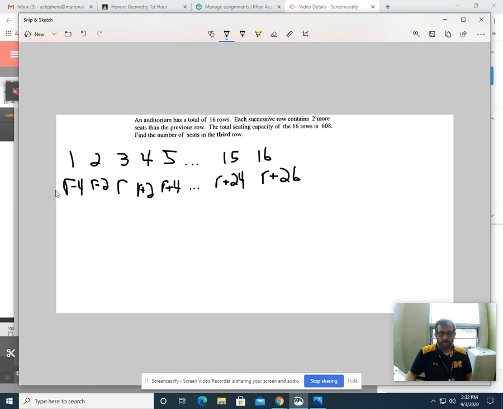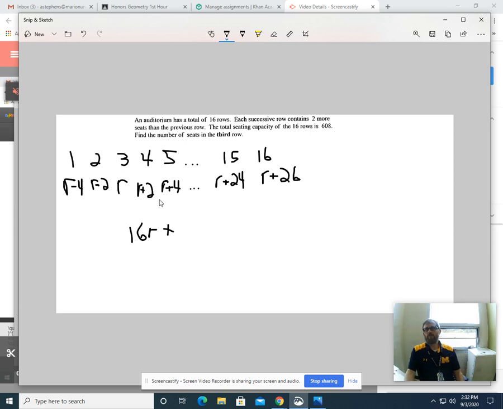Now what I know is if I add all these together, I get 608. Well, how many R's are here? There's 1, 2, 3, 4, 5, 6... there's 16. There's 16 R's. Now, how many numbers are here? Well, those numbers, this minus 4 and this plus 4, and this minus 2 and this plus 2, they cancel out.